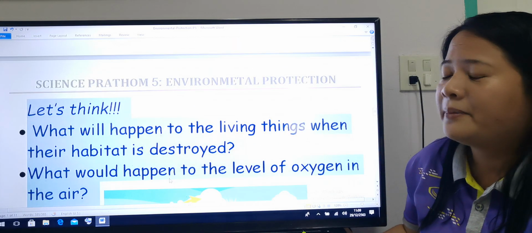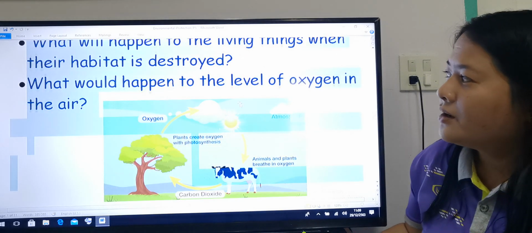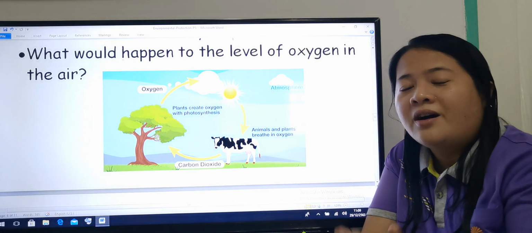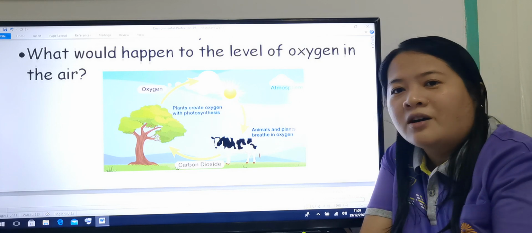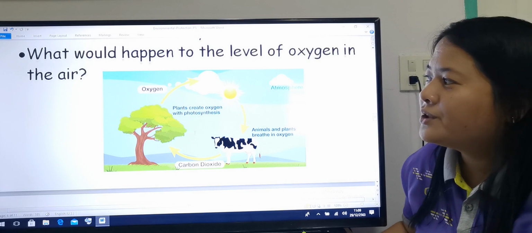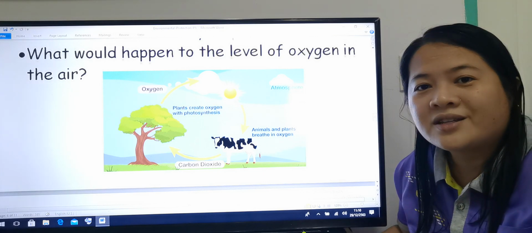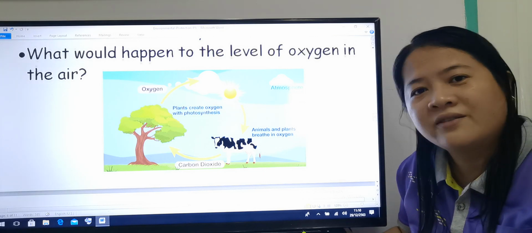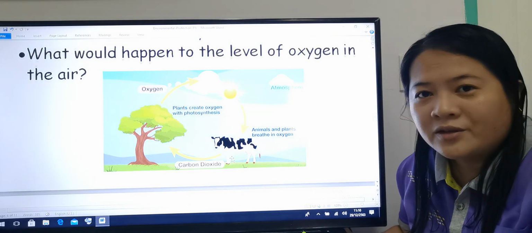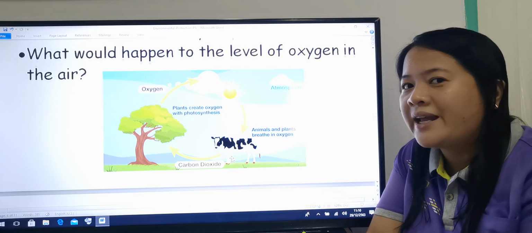Another thing that we have to think about is what would happen to the level of oxygen in the air. If we remember, trees provide the oxygen that we breathe in. They create oxygen when they do photosynthesis. We already studied this, but I just want to review it with you. So if we cut the trees, the oxygen level will decrease. We won't have enough oxygen for all the living things on Earth, and there will be other consequences. Carbon dioxide will be too much, and it will create global warming or the greenhouse effect.